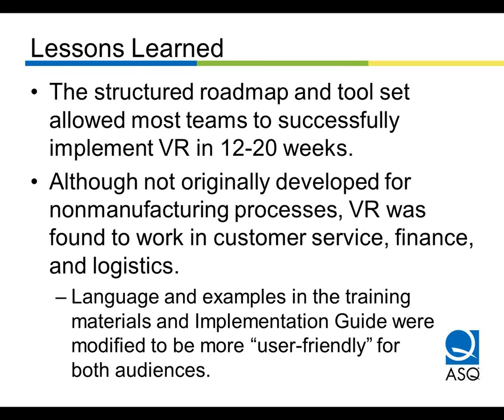Now there were multiple lessons that were learned and incorporated into the methodology over time. First of all, one of the big learnings, people were a little skeptical at first whether this could be done in 12 weeks. And over time, the roadmap and the tool set was found to allow most teams to successfully implement variation reduction in 12 to 20 weeks.